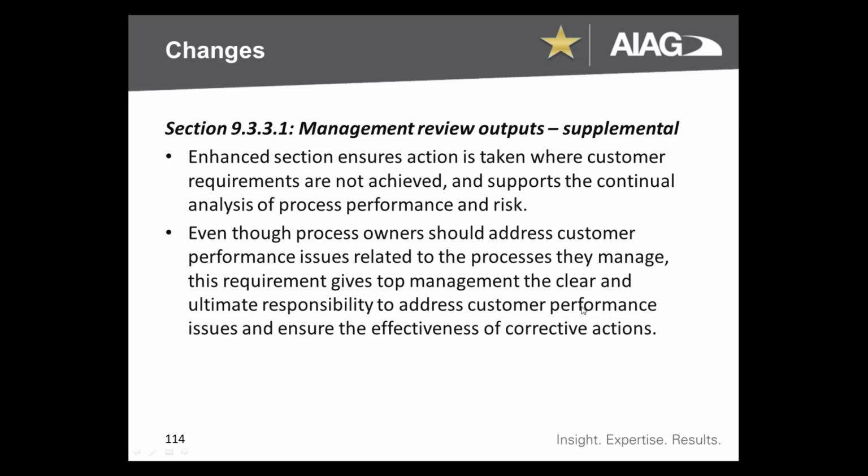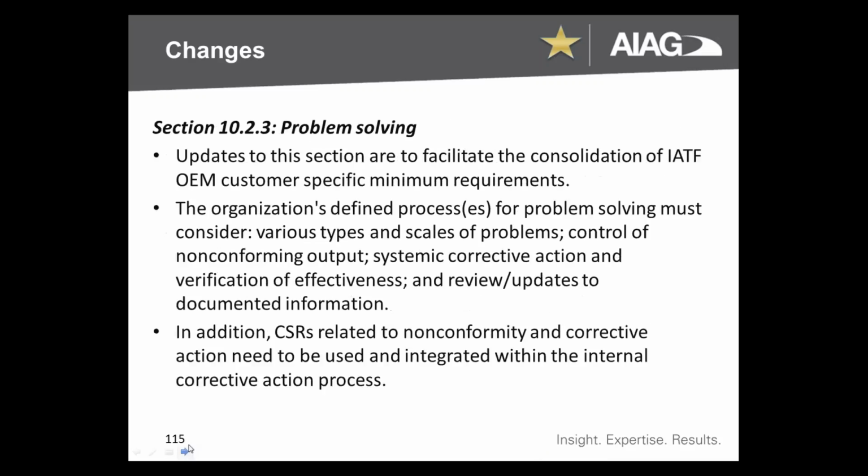Management review output supplemental. Top management needs to document and implement an action plan when customer performance targets are not met. The intent here is that even though process owners should address customer performance issues related to the processes that they manage as they occur, this requirement gives top management the clear and ultimate responsibility to address customer performance issues and ensure the effectiveness of corrective actions. So again, this discussion in management review ensures that top management is involved in these issues.